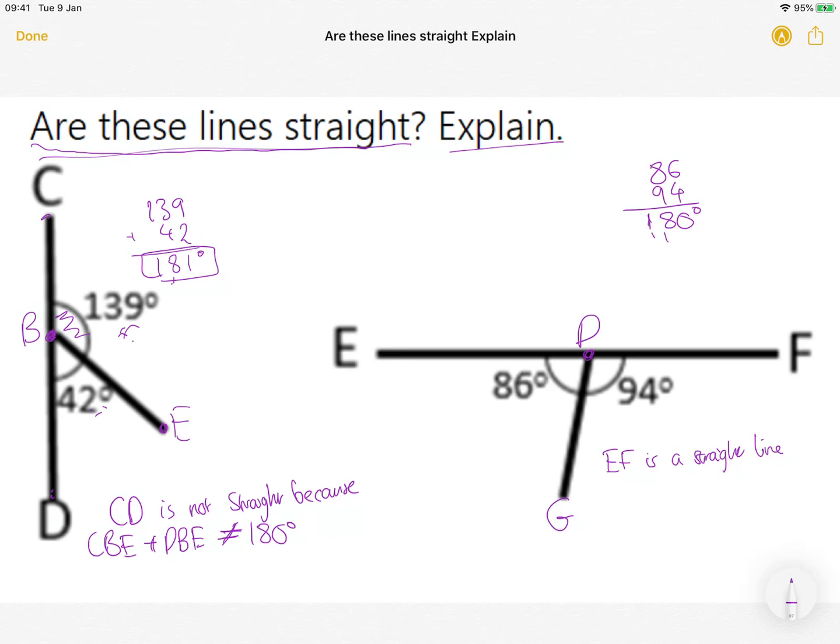So I've answered that bit of the question. Are these lines straight? Explain. Because EDG plus FDG, notice that angle is in the middle there. Another way you might draw it is that little hat on top of it, is equal to 180 degrees. So there's our explanation, and we'll get the full marks for that.